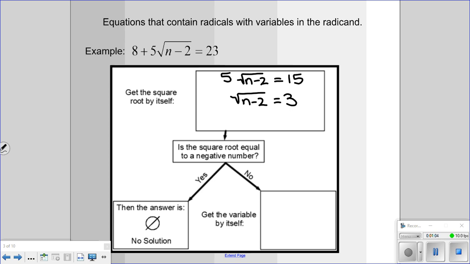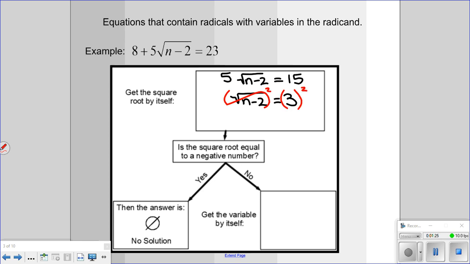Now, I do have the square root by itself, so I move on to my next step on my flow chart. I ask myself, is the square root equal to a negative number? And in this case, it's equal to a positive 3, so I would say no. So at that point, all you have to do is get rid of the square root. To undo a square root, you simply square both sides.